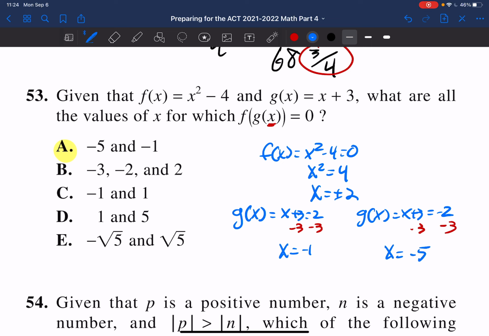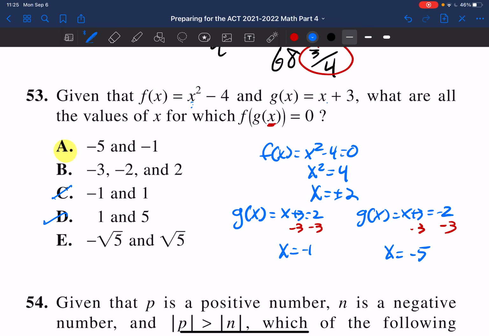The other thing you could have done is, since you have these answers to choose from, you could just pick an answer and pick a number and plug it in and see if it gives you 0. And if it did, then you know it had to work, and if it didn't, then you knew you could scratch it off. So for example, I could try 1. 1 plus 3 is 4, and then I plug it into the f formula, 4 squared is 16 minus 4. Well, that doesn't give me 0. So that means I know letter D and letter C don't work because they both contain a 1.